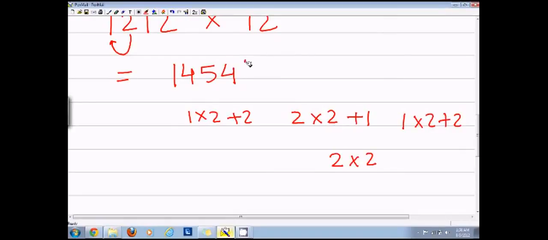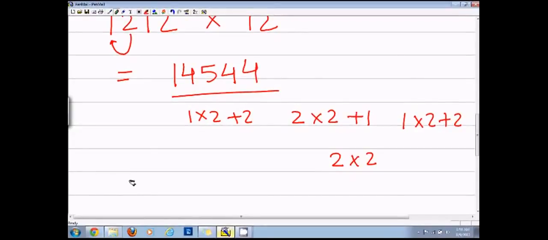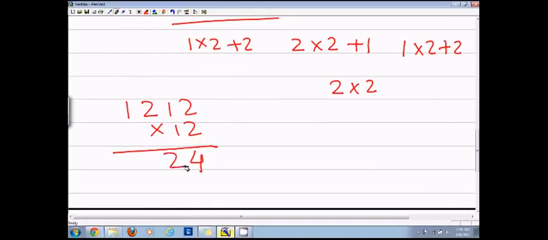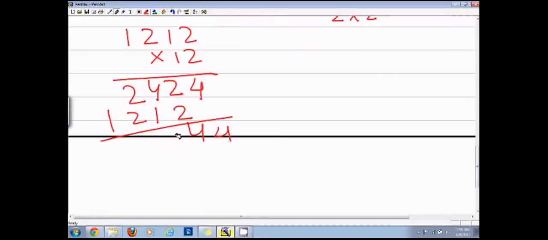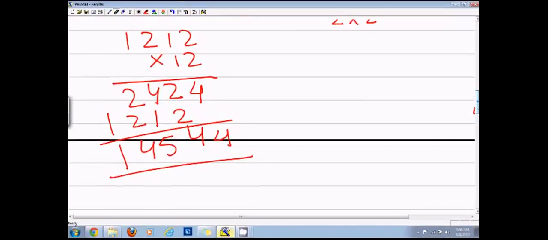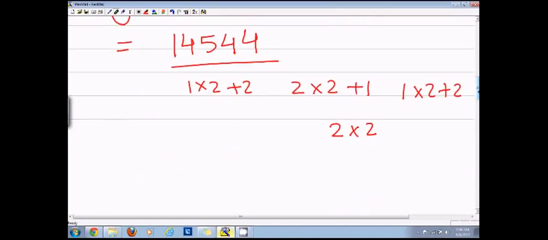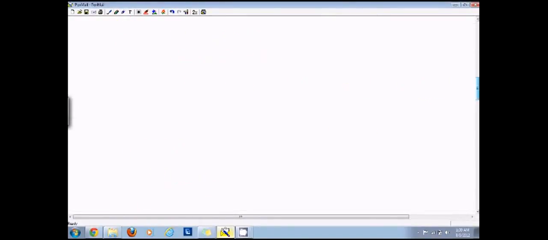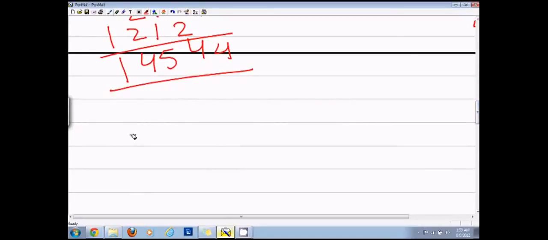So the answer is 14544. I can check if my answer is correct. I'll say 1212 into 12, and that will be equal to 4242, and then 2121. So the addition is 14544. That is what I got as my answer. So that trick works, and this way you can multiply the number quickly by 12.